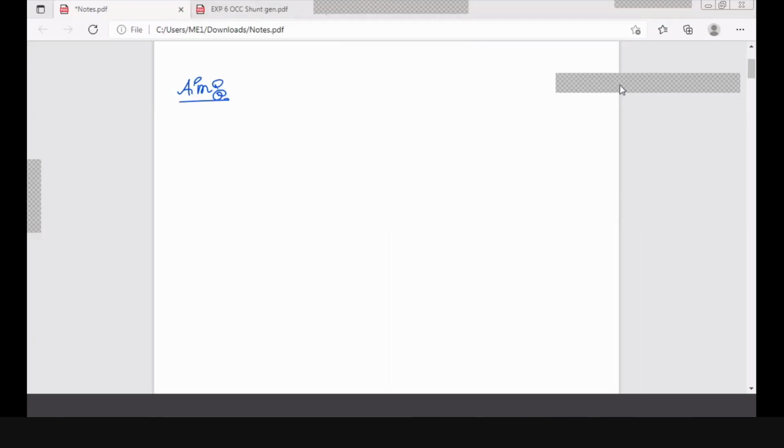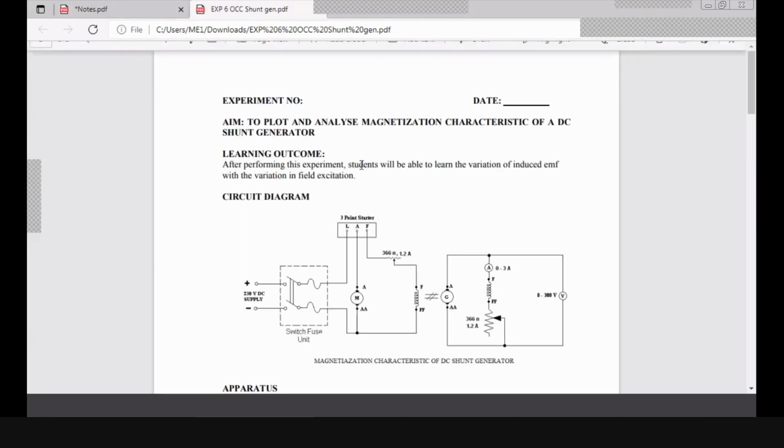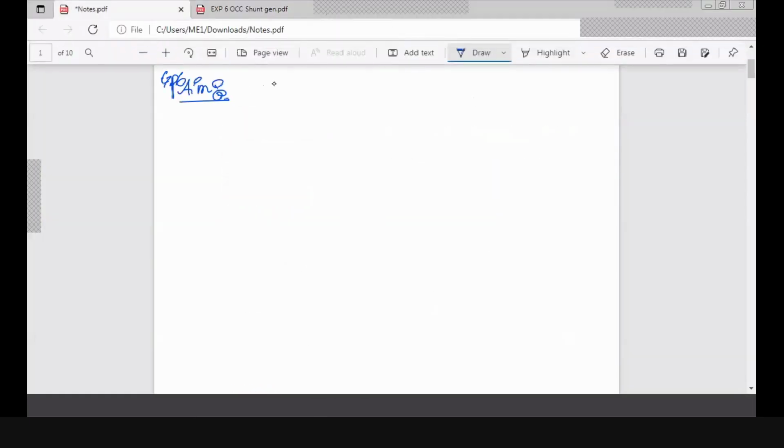Is the screen visible to everyone? Yes, sir. So this is our experiment number 6. The aim, I'll just show you the manual first. Experiment number 6: to plot and analyze the magnetization characteristics of a DC shunt generator.